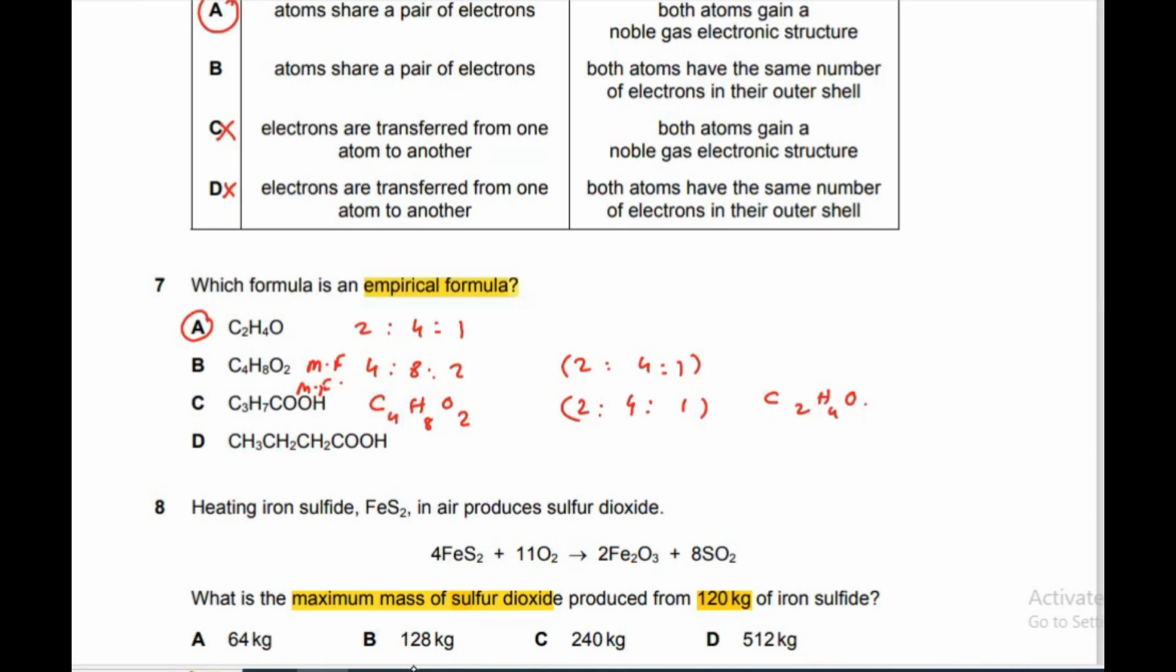There are 4 carbon, 8 hydrogen and 2 oxygen. We will get the same empirical formula. So formula A cannot be simplified anymore, so this shows the empirical formula. The rest of the options B, C, D are the molecular formulae because they can be simplified.